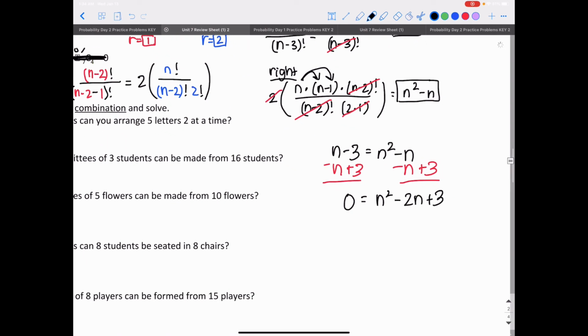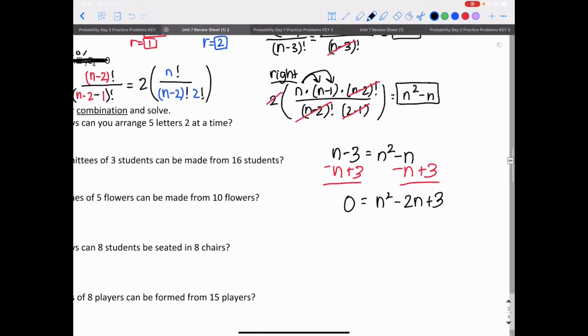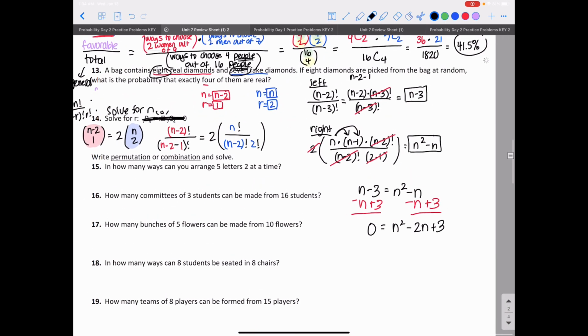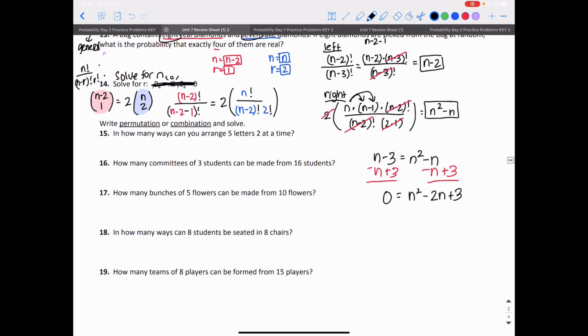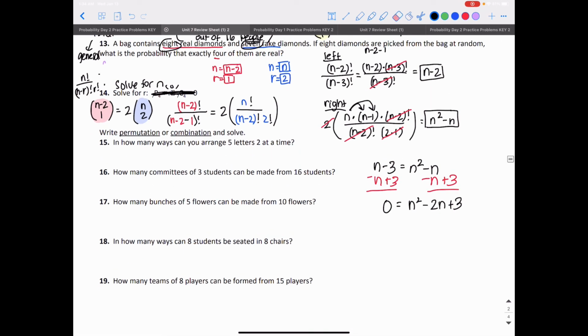Wait, what? This is n minus 2. I'm so sorry. This should be n minus 2. So, starting from here, I should have n minus 2. So I'll be subtracting n and adding 2. And that's going to give me 0 is equal to n squared minus 2n plus 2.